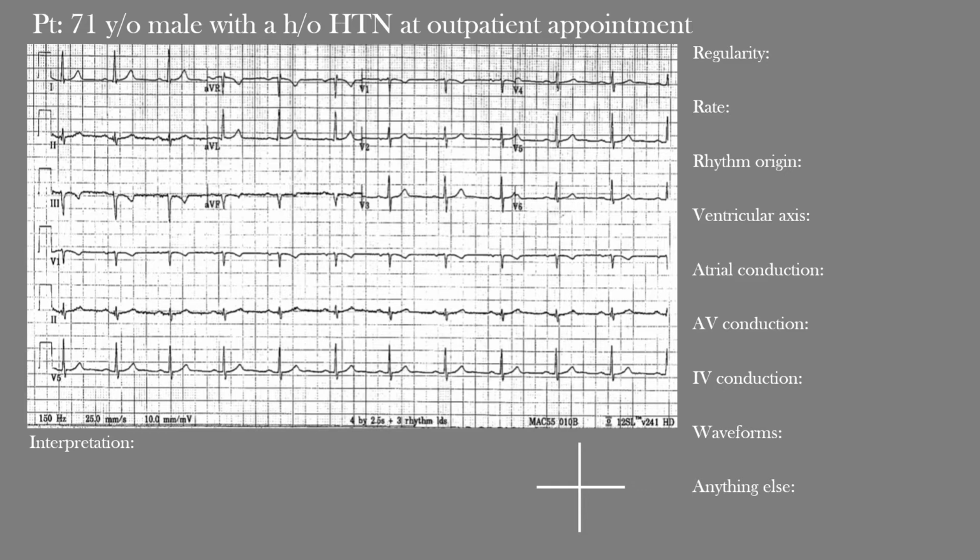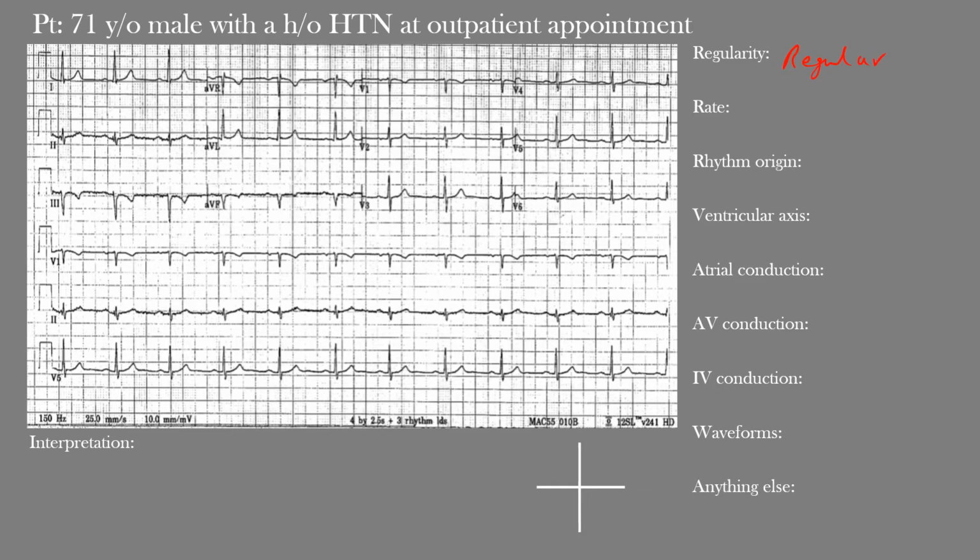Okay, so our 71-year-old male patient with a history of hypertension has this EKG. So let's take a look at it. First, what is the regularity of this rhythm? Well, on first impression of the EKG, you probably notice that the rhythm appears quite regular. In fact, this is a regular rhythm. So with our regularity, we have a regular rhythm.